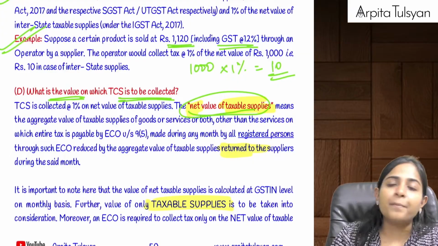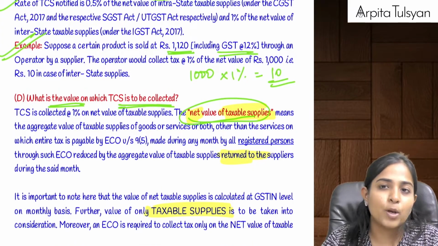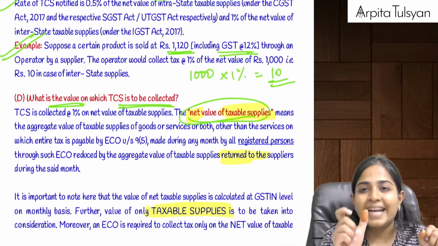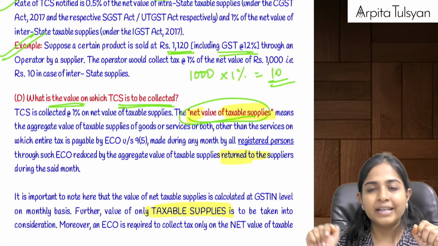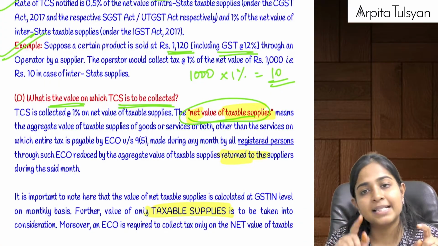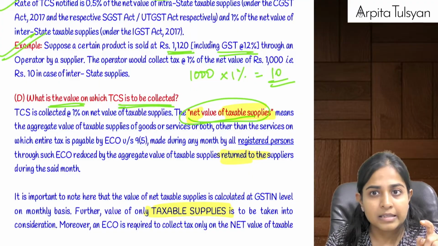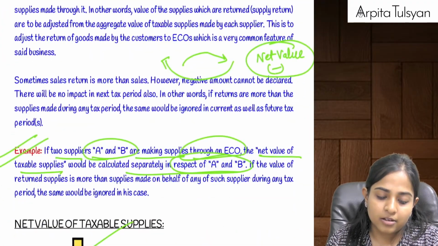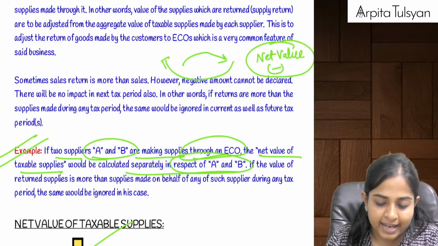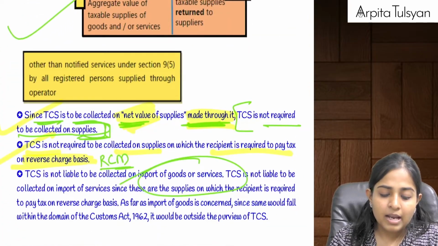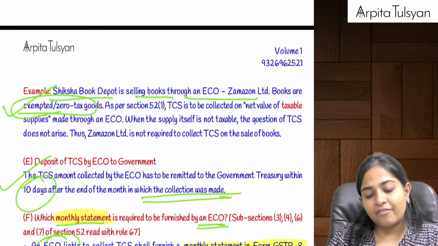Okay, then this 1% rate of TCS will be applicable on what? It is applicable on the net value of the taxable supplies, that is, after considering all the returns and excluding the GST taxes as well as the cess. Are you clear with this? Okay, yes.